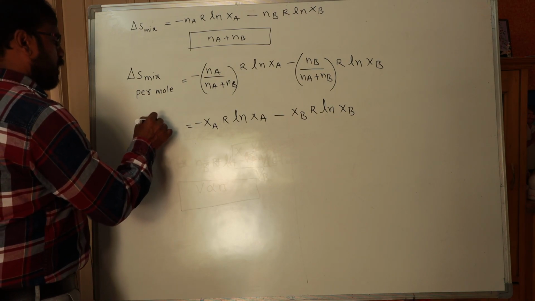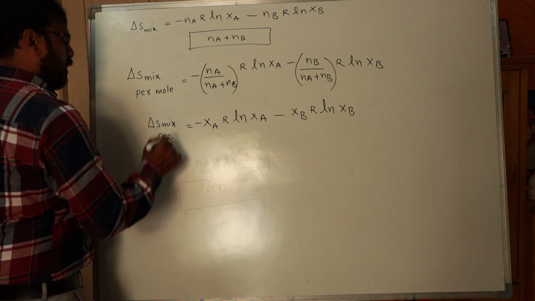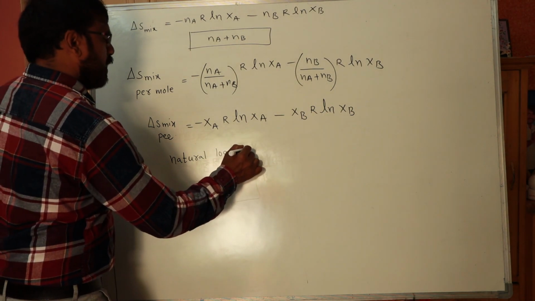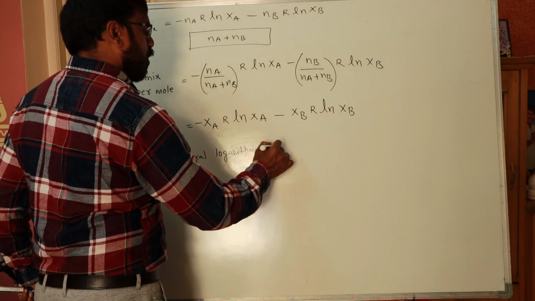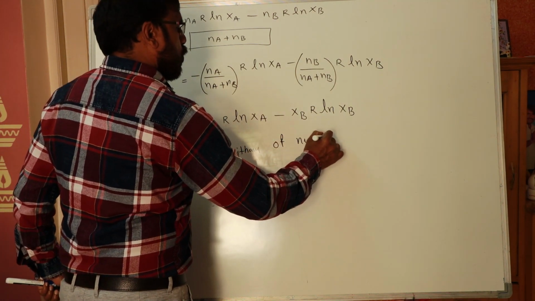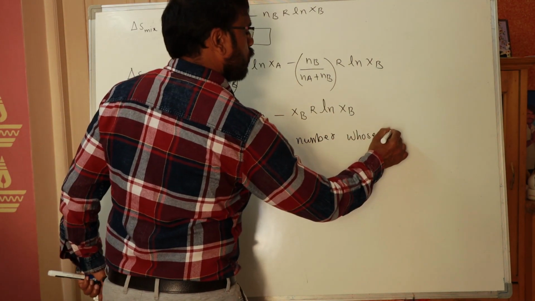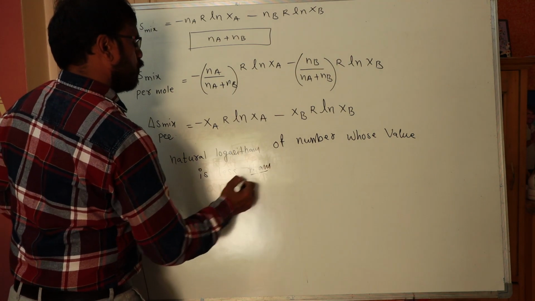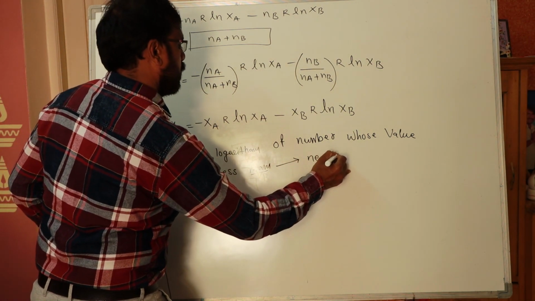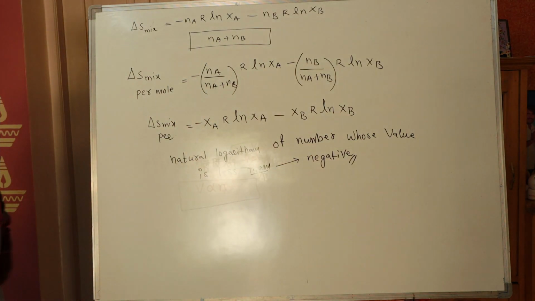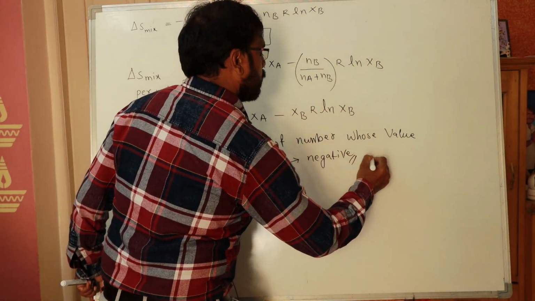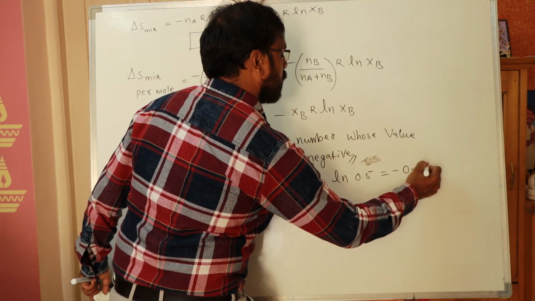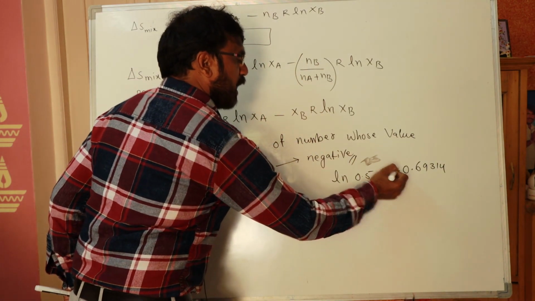Here I am going to tell you one important statement. The natural logarithm of any number whose value is less than 1 will give you a negative number only. Its value is negative. For example, if we take 0.5, the natural logarithm ln of 0.5 is equal to minus 0.69314. Like this, you will get a negative number.